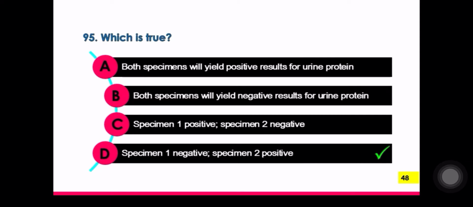Specimen 1 po is negative po of protein po. Now remember na one cause of orthostatic proteinuria po is prolonged standing. So definitely urine protein levels po are increased po. So specimen 2 is positive of protein po. For number 95, letter D.